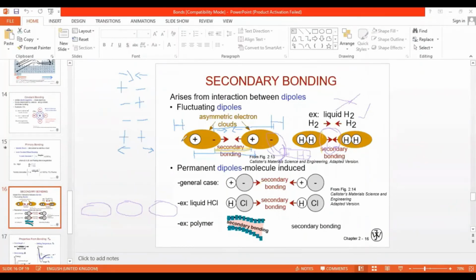The electron clouds need to be pushed to one side and protons need to be on the other side, and they need to form a kind of bond. So that is why fluctuating dipoles is mentioned, and dipole bonds are very weak and mentioned as secondary bondings.